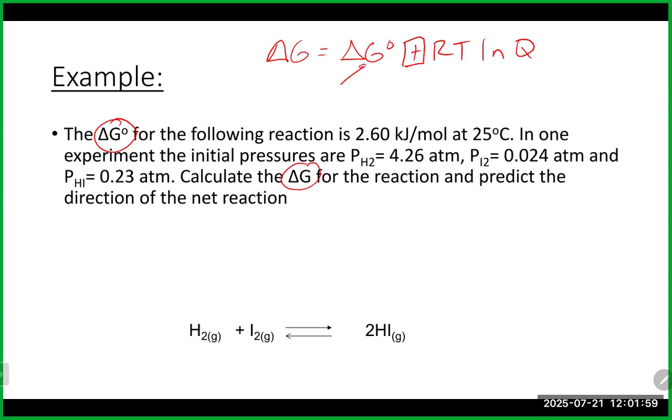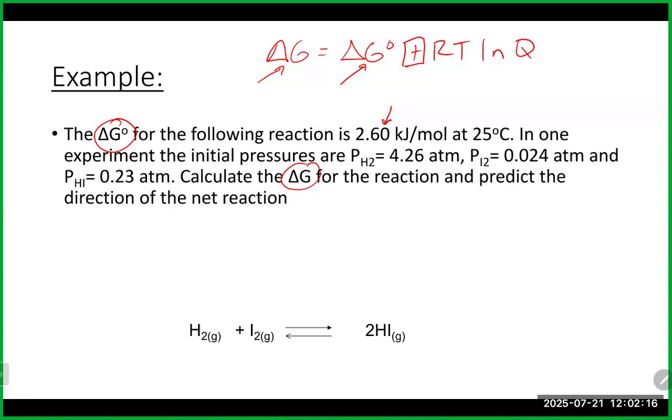This delta G naught is under standard conditions. This is a sort of non-standard conditions, the second one there. And it was given to us under standard conditions. If it wasn't, you would need to go to the table and do products minus reactants to calculate it. So we do have that.